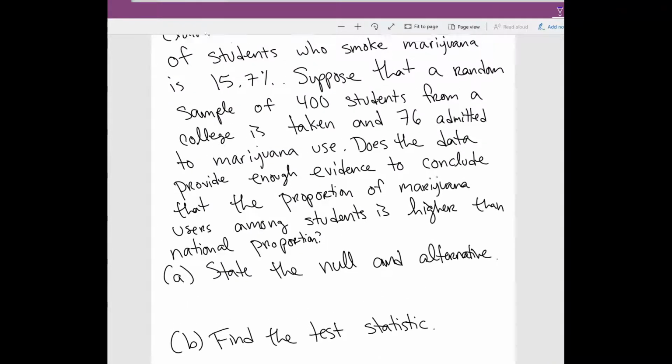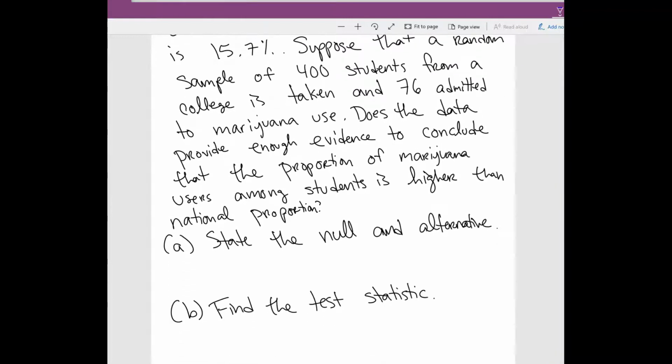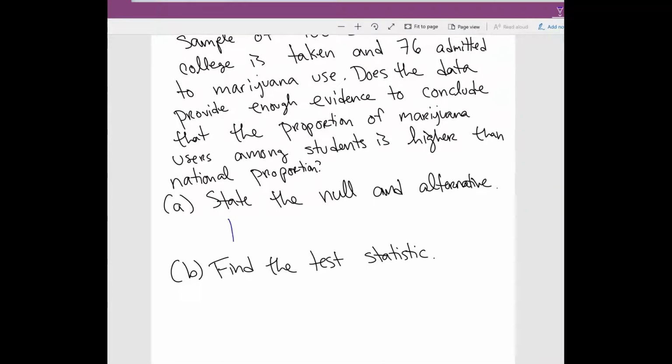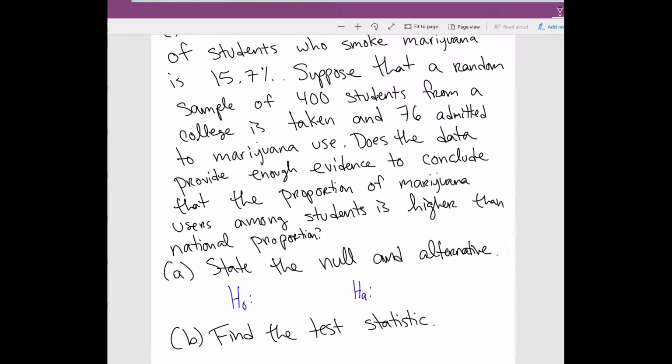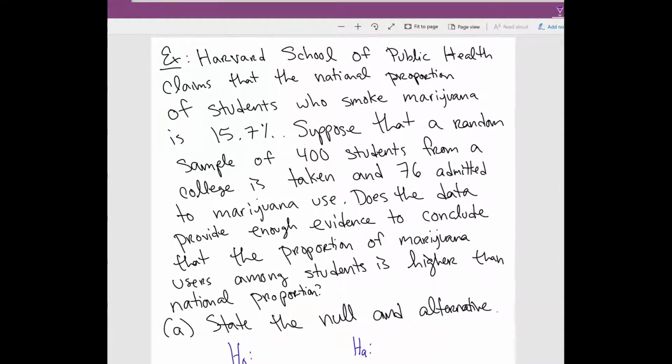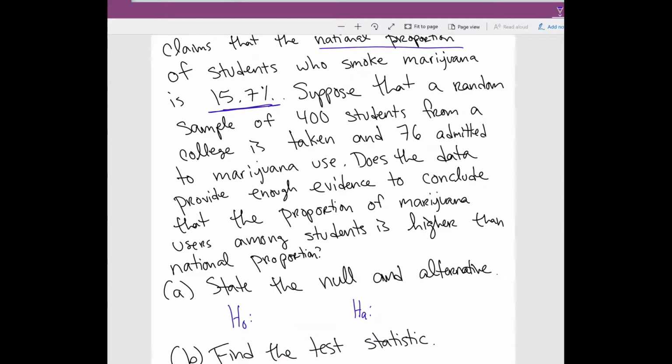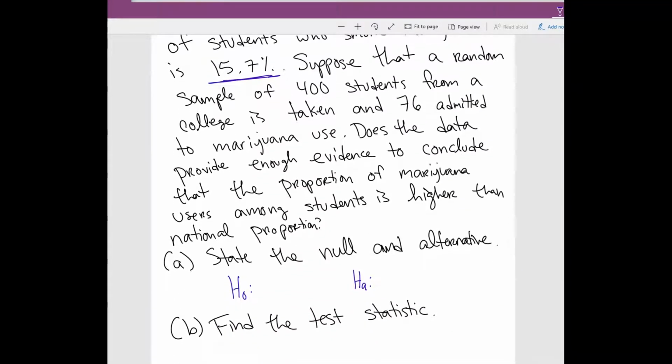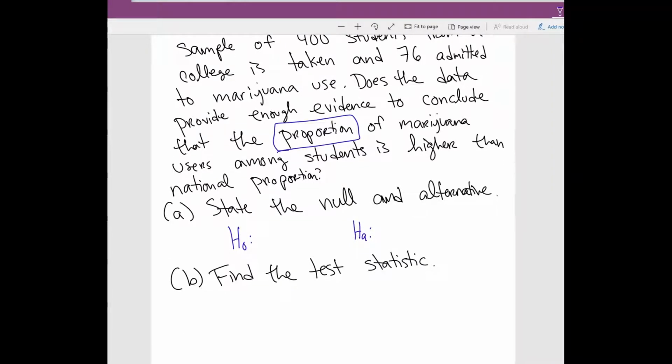Okay, so if you want to think about what the null and alternative hypotheses are, you want to be able to think of what exactly is being claimed. Okay, so if you think about it, what does Harvard School of Public Health believe? Well, the national proportion is 15.7%. So this is something that we've already known. Okay, so that tells us that because we're dealing with proportions, the population parameter is just going to be P.